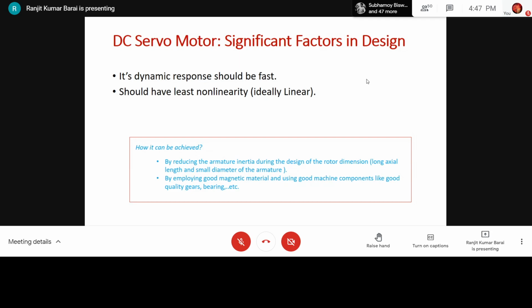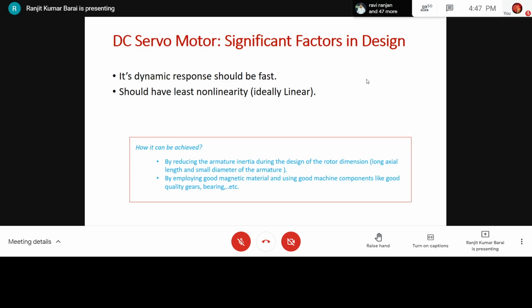Number one, dynamic response. How is it achieved? By reducing the armature inertia. As it is a mechanical system, the main sluggishness is due to the armature inertia. In system theory, you might have studied the transfer function of a DC servo motor, and you found it has two time constants. One is the electrical time constant due to the presence of inductance and resistance, and another one is the mechanical time constant, occurring due to the presence of inertia and damping.